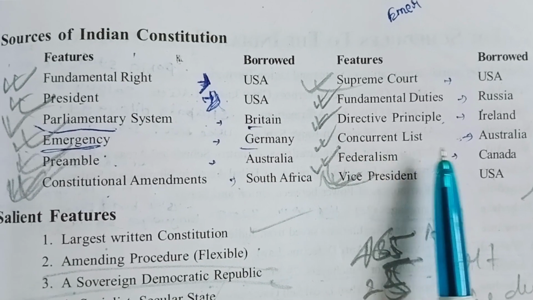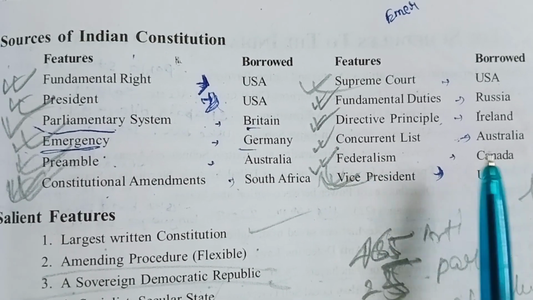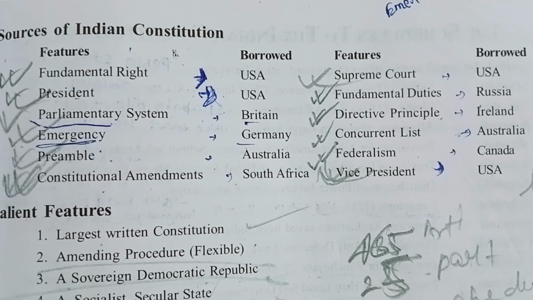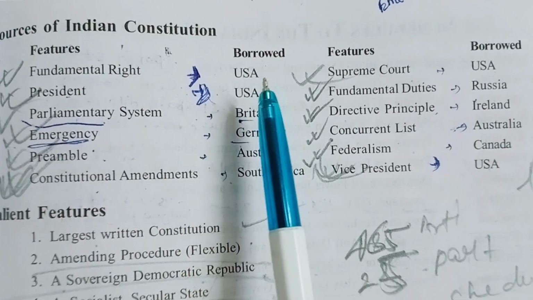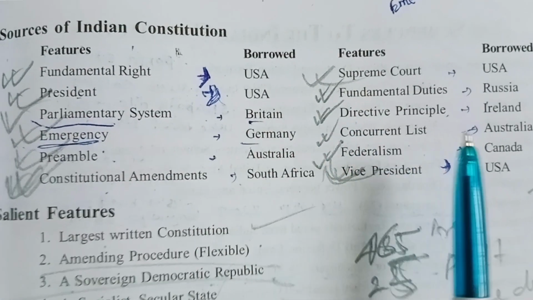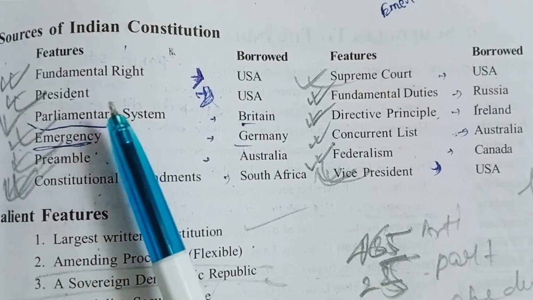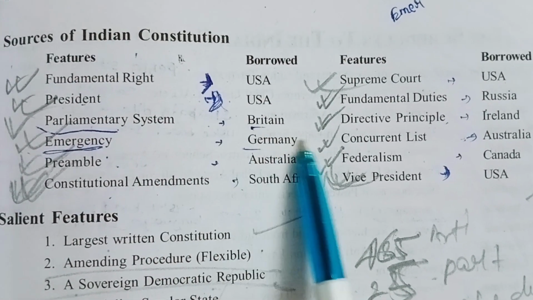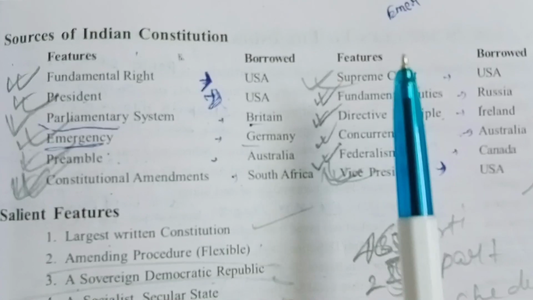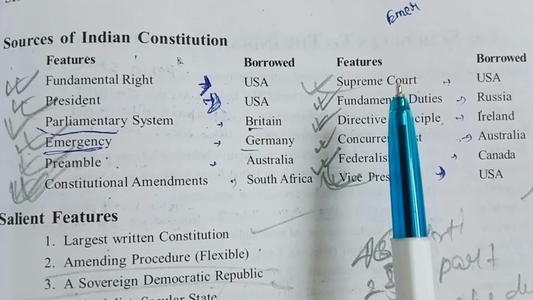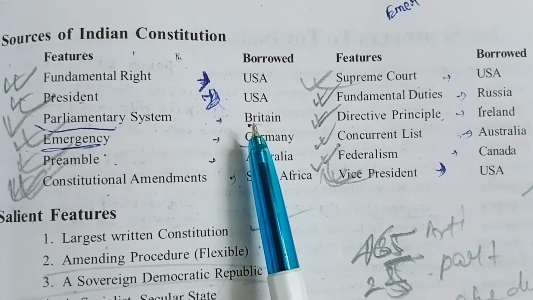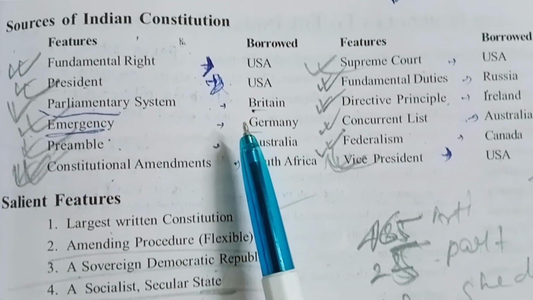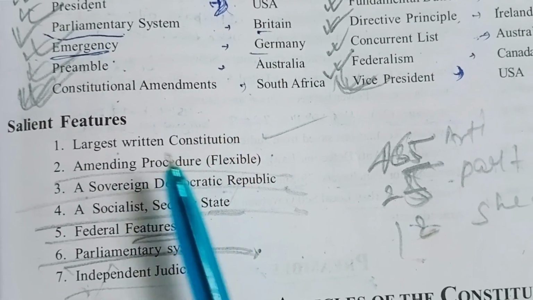Federalism, Canada. Vice President, USA. So you can remember because there are 4 from the USA: fundamental rights, President, Supreme Court and Vice President come from the USA. You can use any trick of your own to remember these borrowed parts of the Constitution. This is a very useful topic.